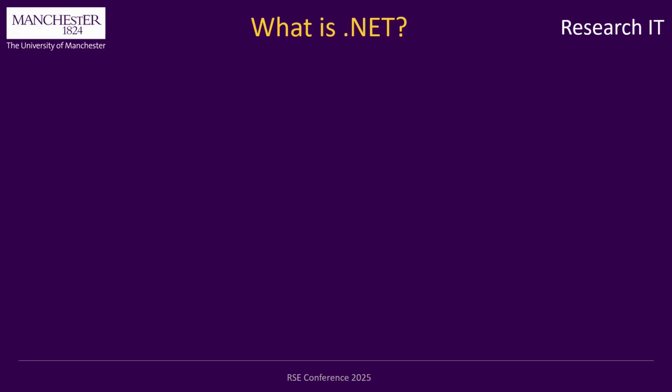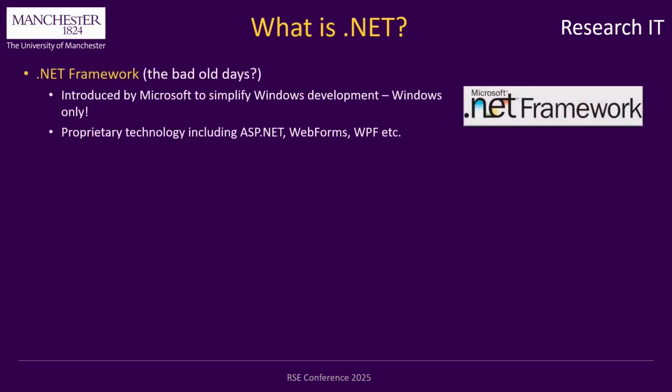I just wanted to say a bit about .NET, because this is one of those things where it's like, what the heck is .NET? And its past is not doing it any favors. So .NET from the bad old days was basically a Microsoft-owned framework that they said, we're going to simplify how you build Windows stuff. And it was proprietary and included all of the technologies that are still around today in various forms. So ASP.NET for web development, WPF for building desktop apps, and its logo looked like that, which is just awful.